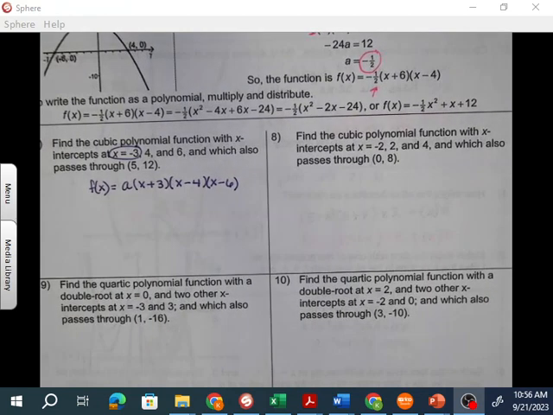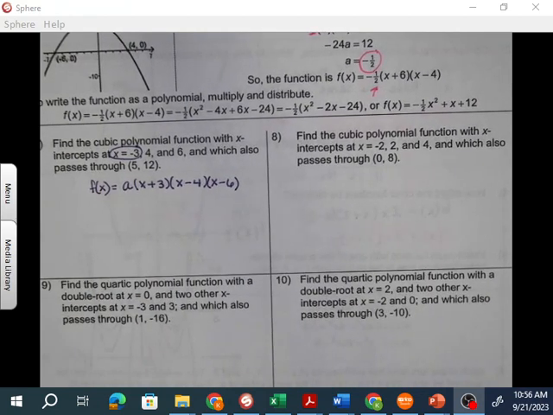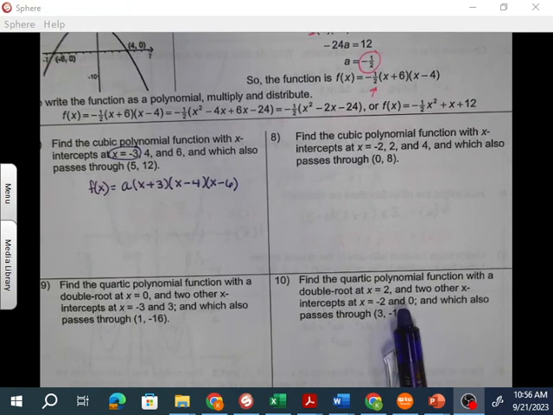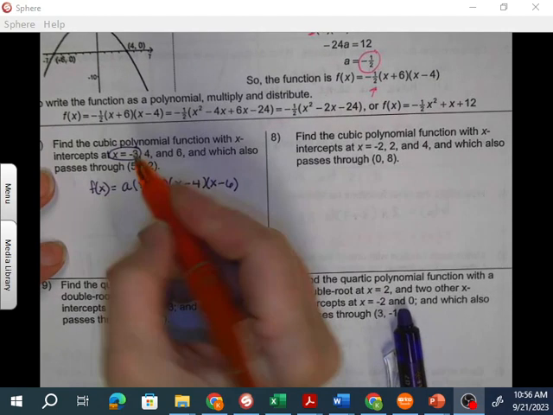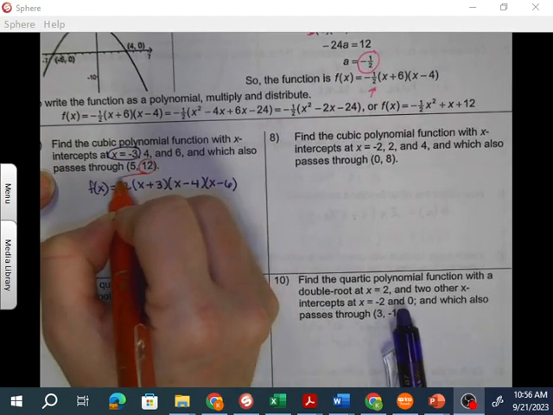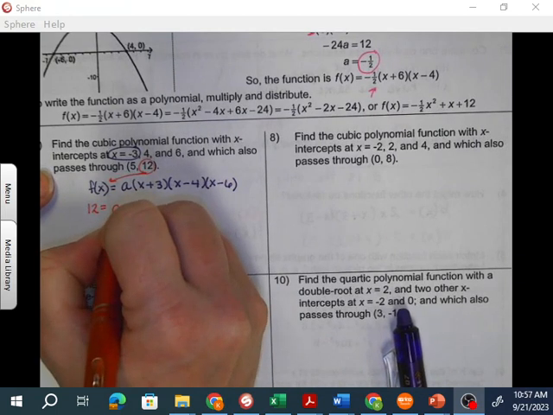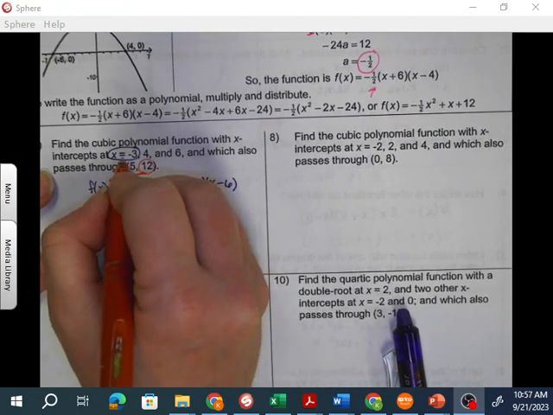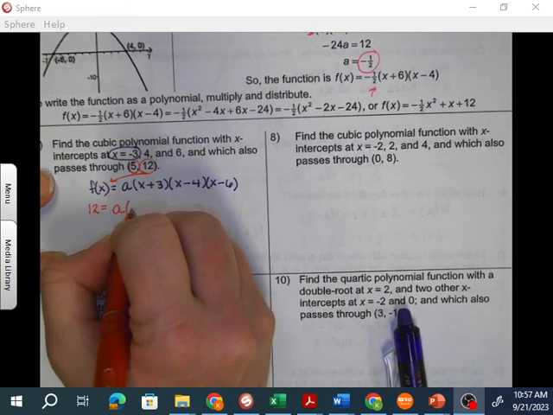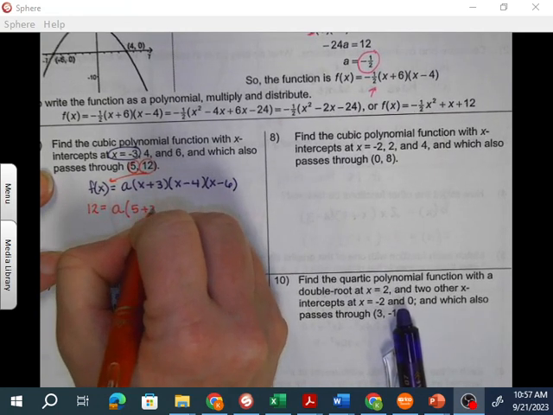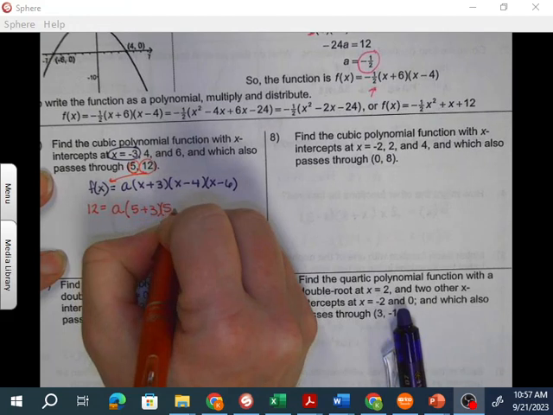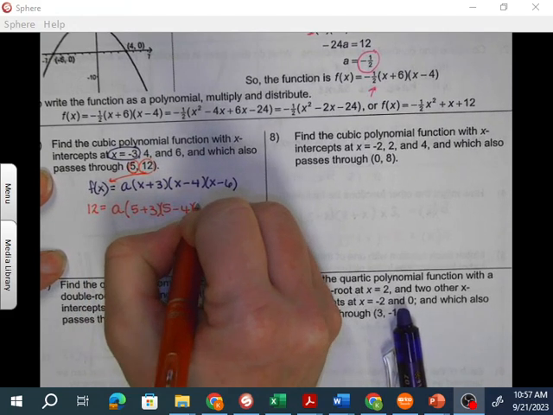Is everybody good that far? All right, now they gave me the ordered pair 5, 12. 12 is your y value, or your f of x value. So I'm going to plug 12 in for f of x. So 12 equals. I still don't know what a is, but I do know what x is. X is 5. So 5 plus 3, 5 minus 4, 5 minus 6.